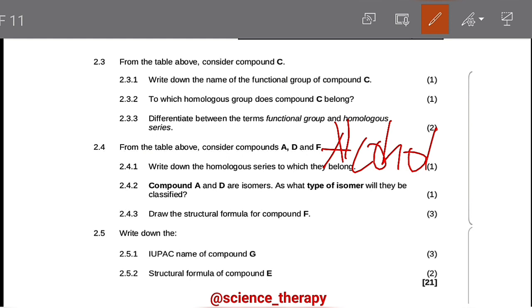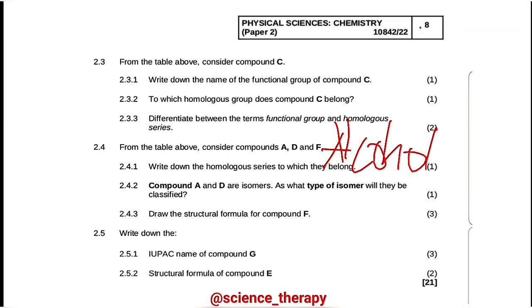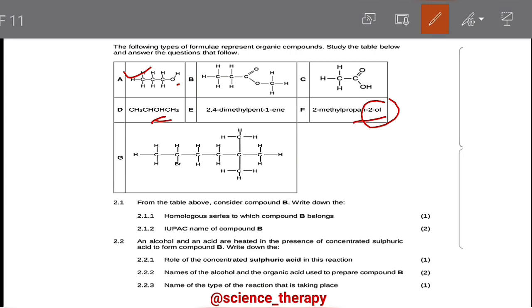2.4.2, compound A and D are isomers. As what type of isomers will they be classified? Now we know we have three types of isomers: chain isomers, positional isomers, and functional isomers. Now we want to find out A and D, what type of isomers are these? With A, the OH is on the first carbon. And with D, we can see the OH is attached to the second carbon. What is that? It's positional isomer.